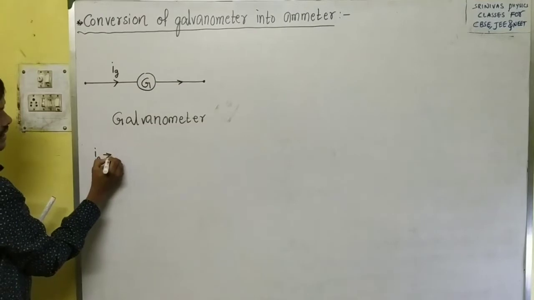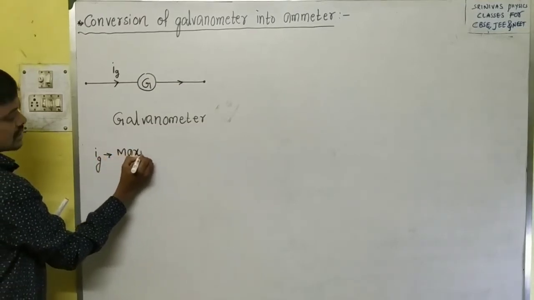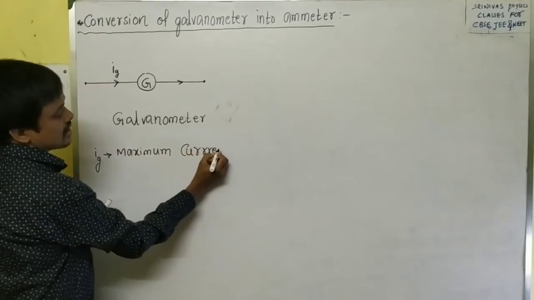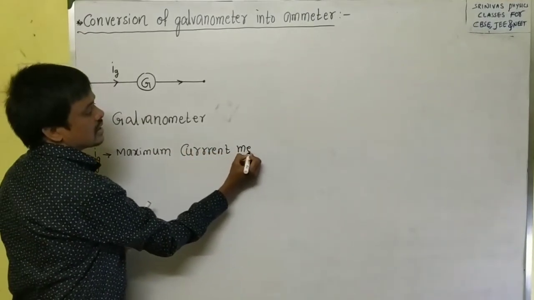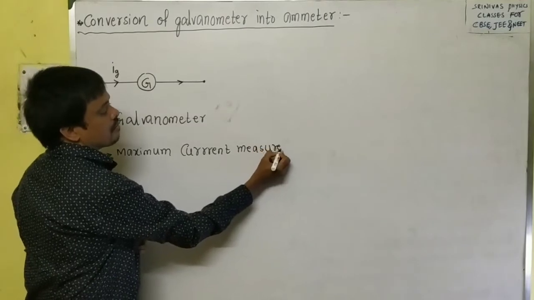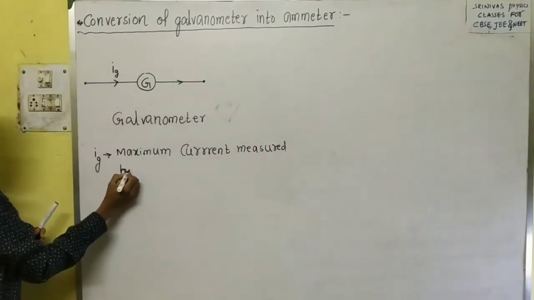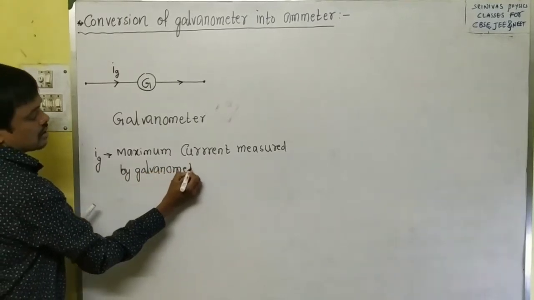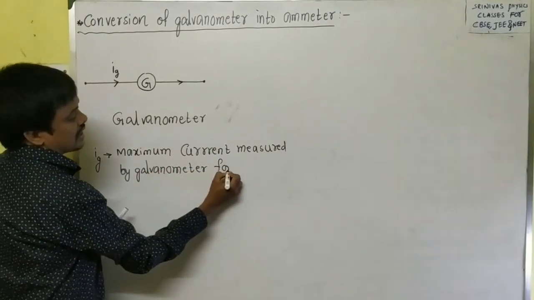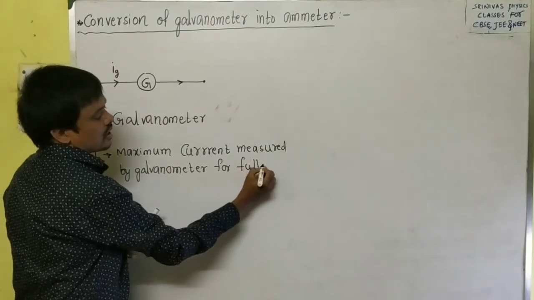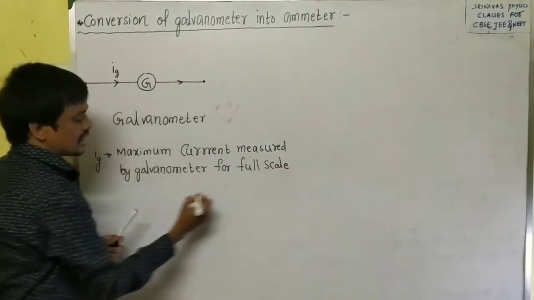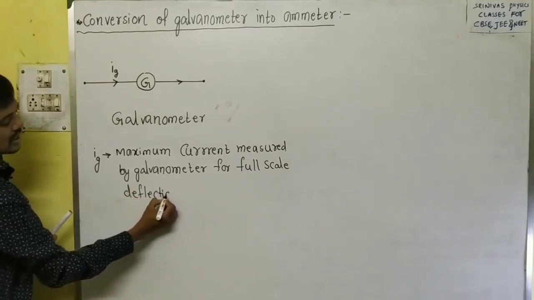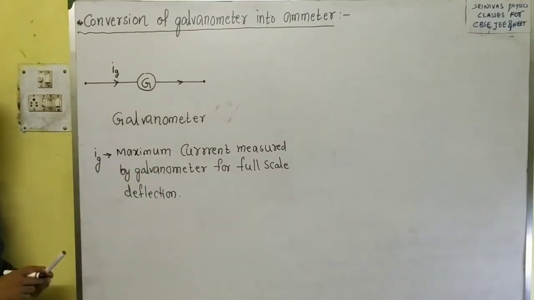Ig is the maximum current measured by the galvanometer for full scale deflection. What is the meaning of this full scale deflection? Let us see here.